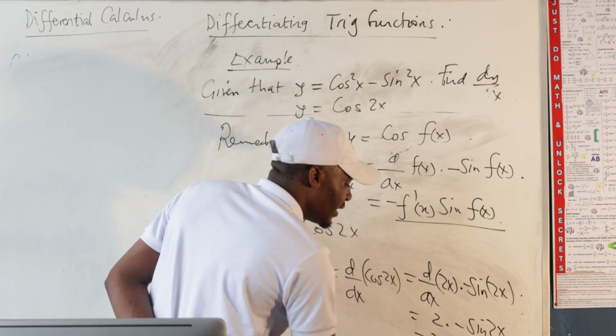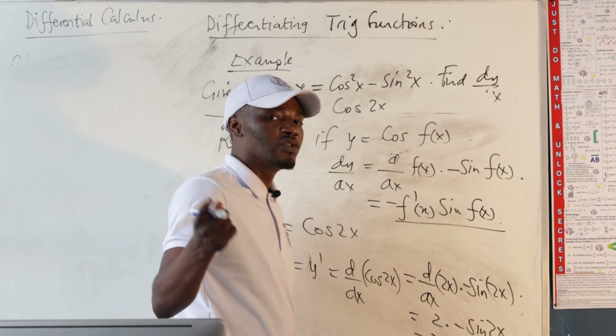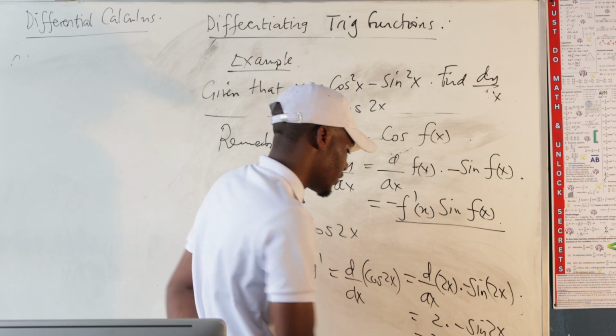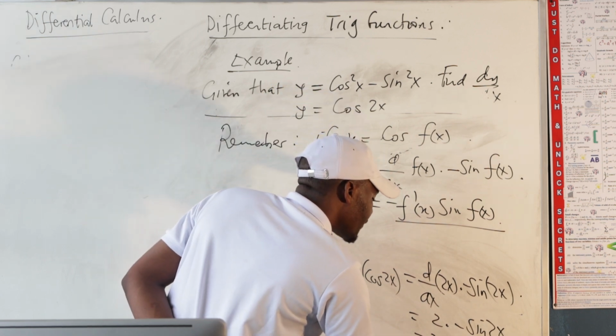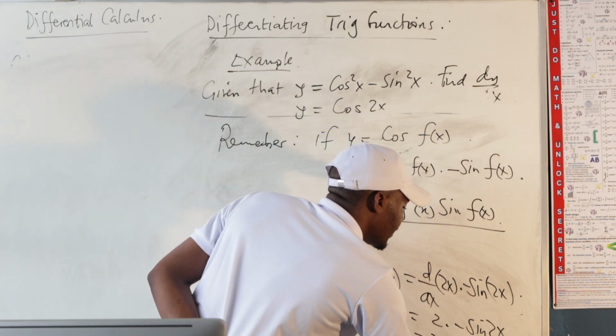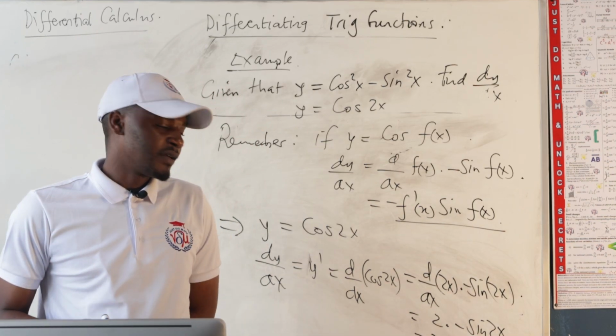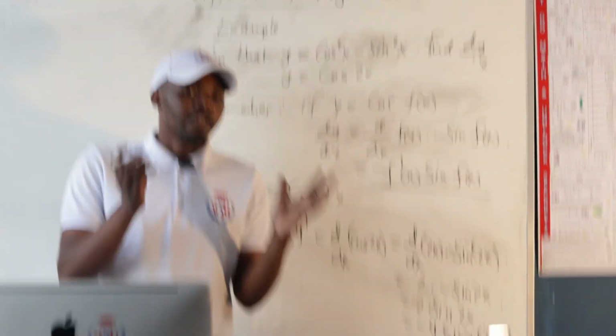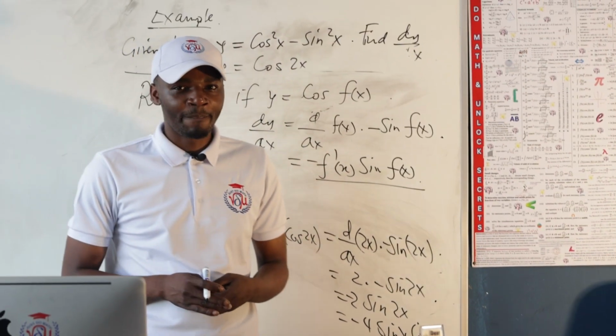You can also write this one in another way. Remember, the identity for sine 2x is 2 sine x cosine x. So you end up with negative 4 sine x cosine x. Quite interesting. That's how we differentiate the cosine function. Awesome.